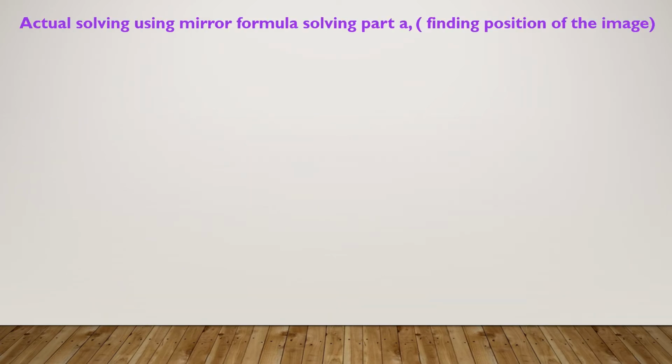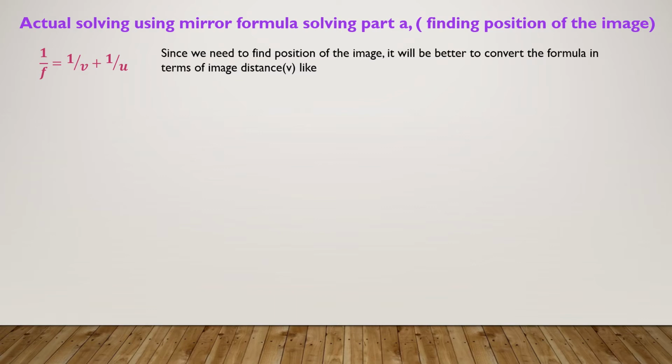Now let us start actually solving the problem, that is part A, to find the position of the image using the mirror formula. I guess everyone knows the mirror formula by now. Yes, it is 1 by f, that is 1 by focal length, is equal to 1 by v, that is the image distance, plus 1 by u, where u is the object distance. Now change this in terms of v, because we have to find v. Image distance has to be found because they are asking for the position of the image.